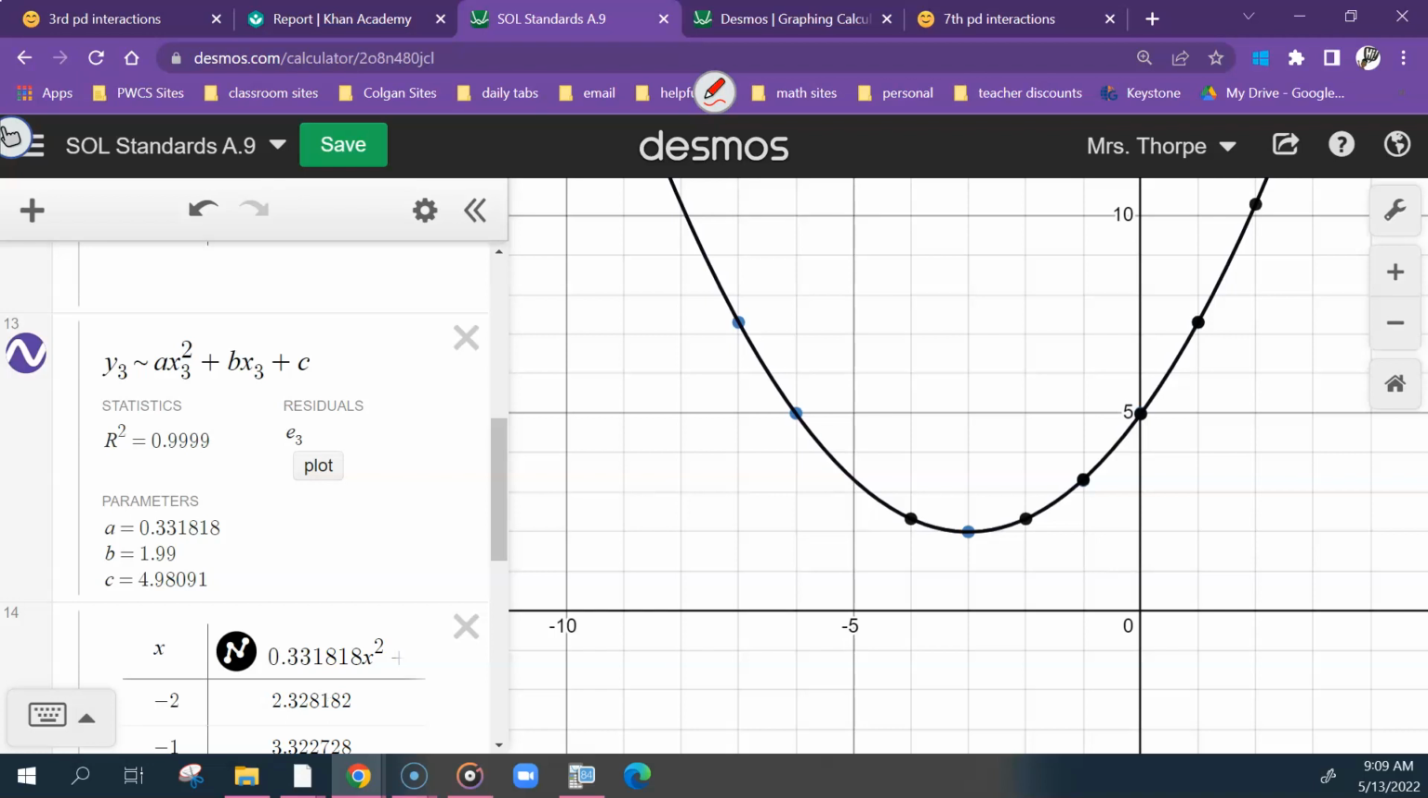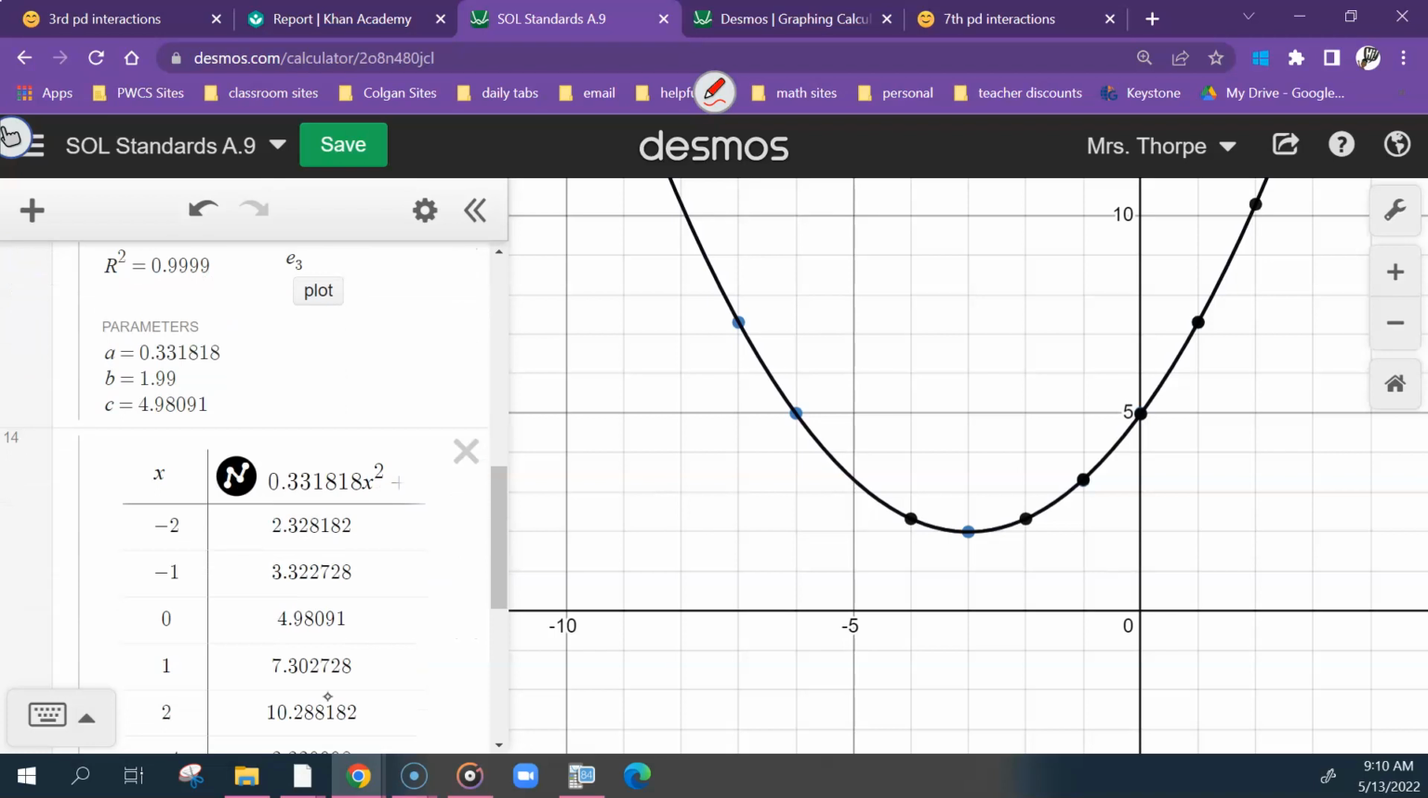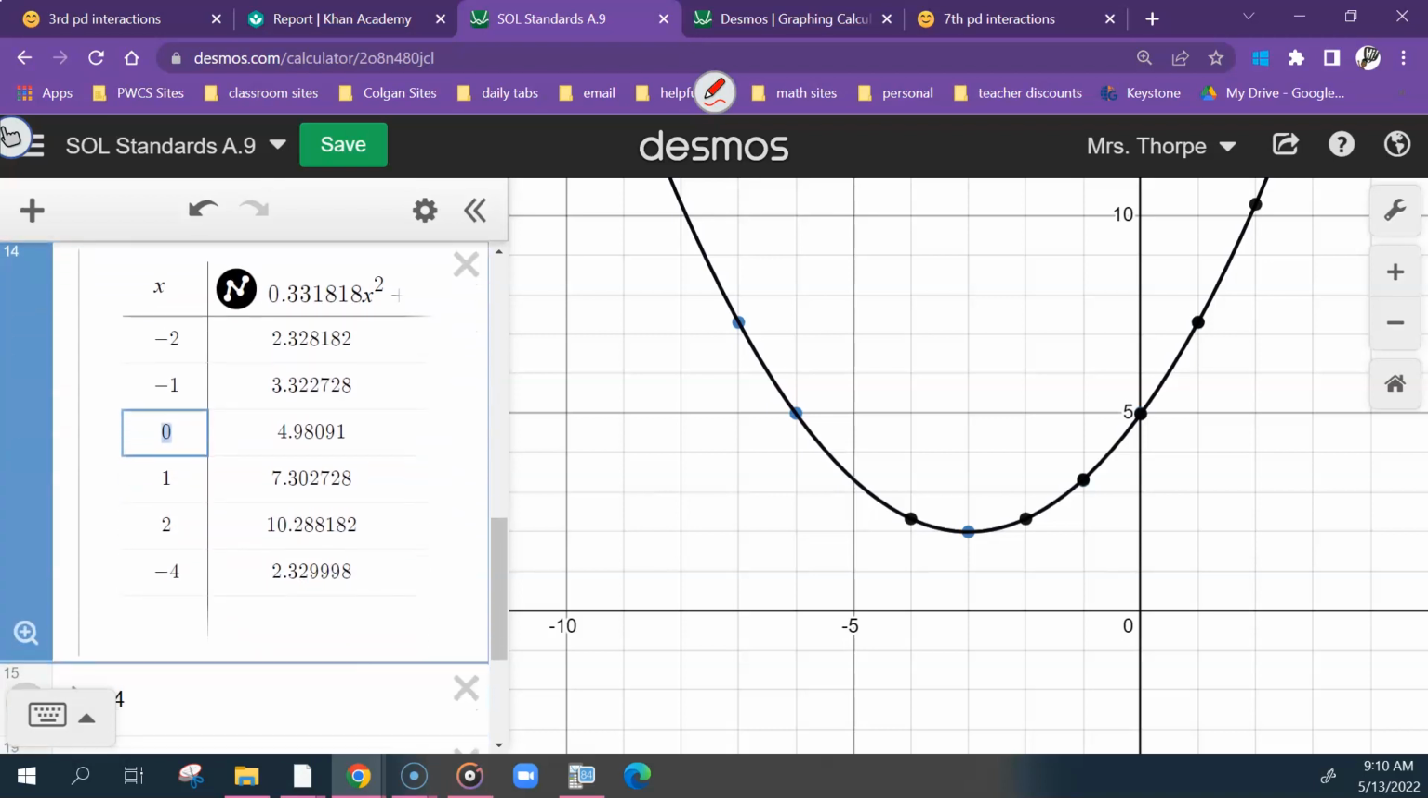After you find your ABC values, you can do the same thing. Put those in your equation, quadratic equation format. Make it a table. And you're looking for when x is -4, what is your y value? So about 2.33, 2.3. It would say what to round to.